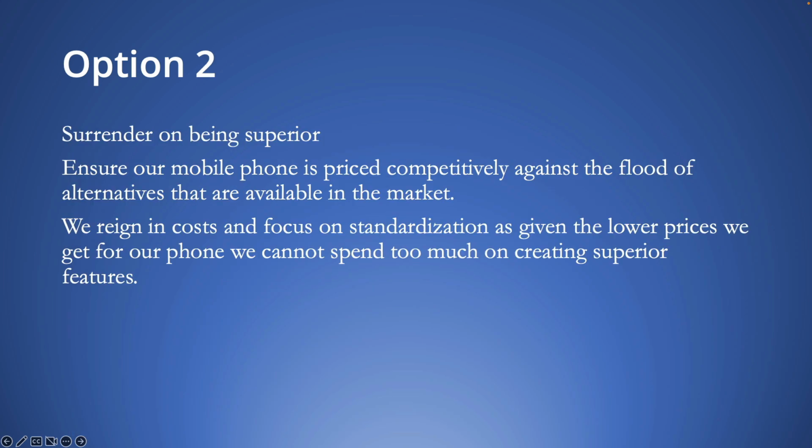What about option 2? You could surrender on being superior. You could ensure that your cell phone is priced competitively against the flood of alternatives in the market. So you would bring down your costs, you would focus on standardization, good enough but not superior technology, so that you could bring your product to market at a lower or even the lowest price. Now you would be offering superior value by competing against those rivals on price rather than superior features.